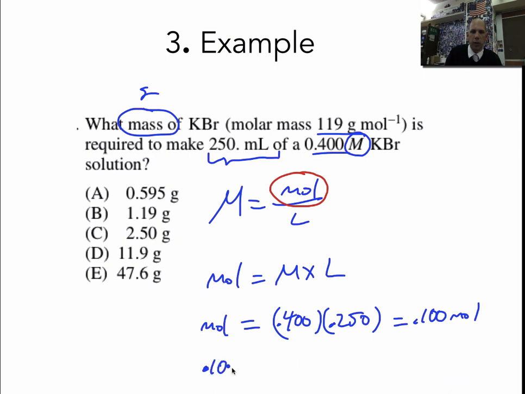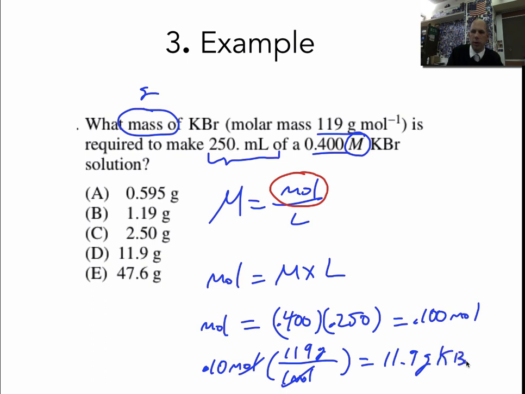Now, they want the grams, so they gave us the molar mass there. For every 1 mole, there's 119 grams, and they made the mass really easy for us to calculate because they made it just a simple fraction of the molar mass. And that's how we did it. And that's how we got this answer of D, 11.9.